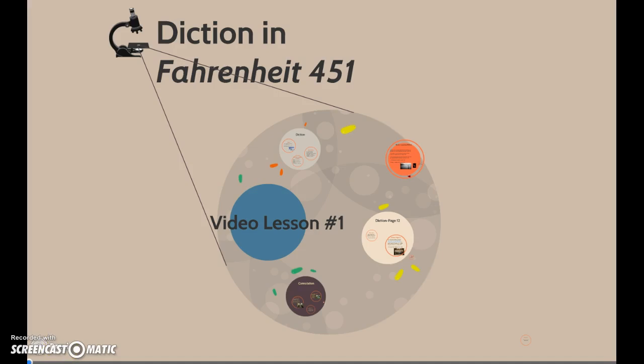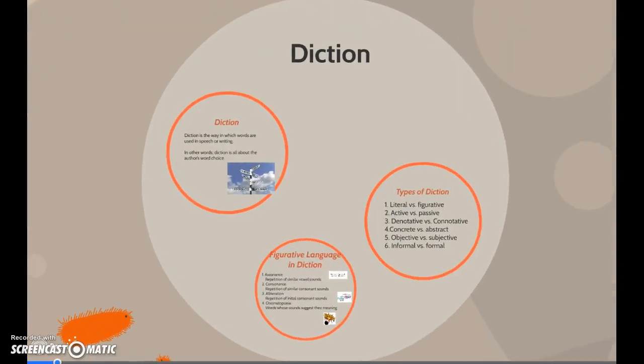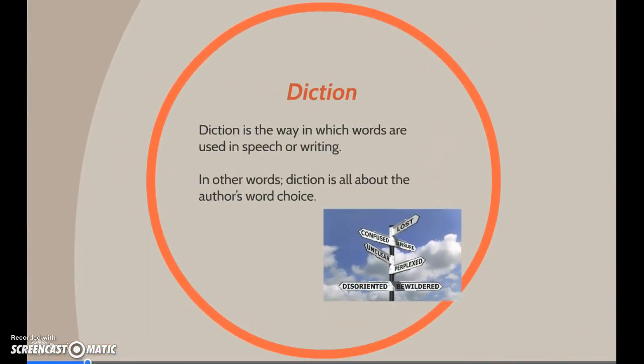First, let's look at what diction actually is. Diction is the way in which words are used in speech or writing. In other words, diction is all about the author's word choice.